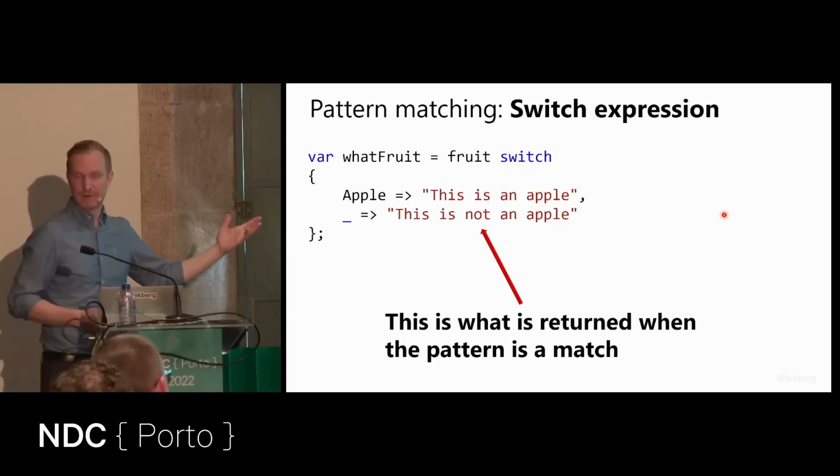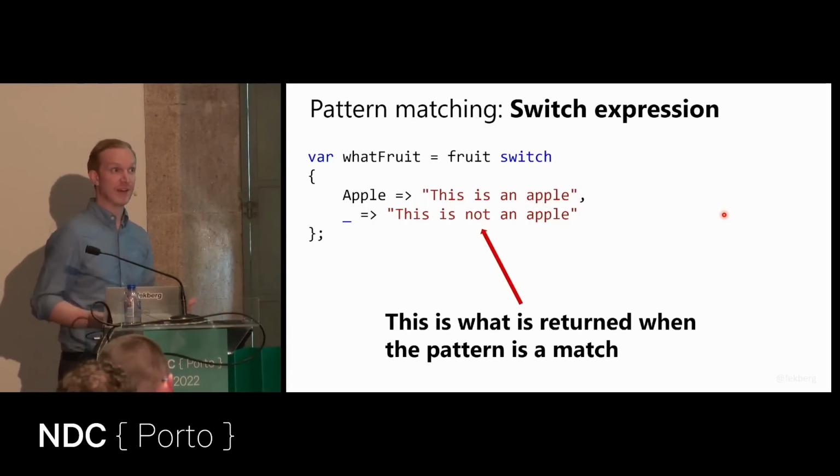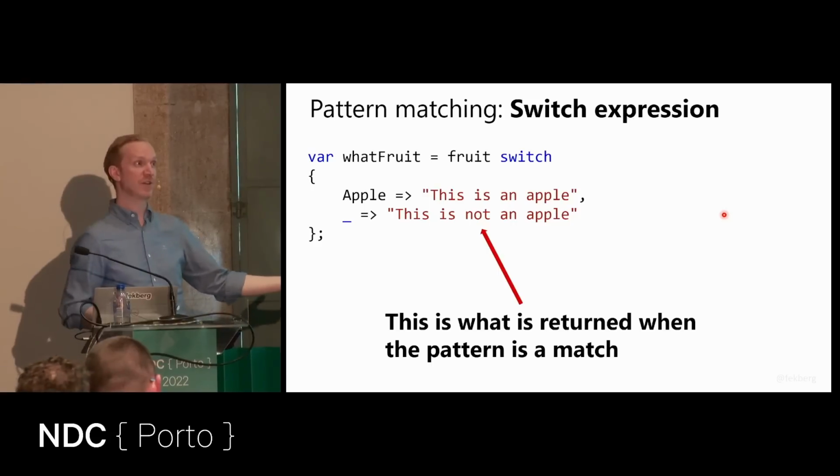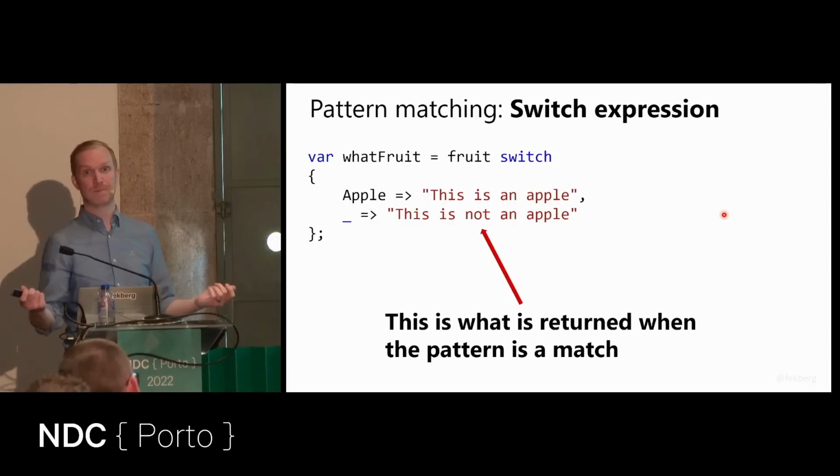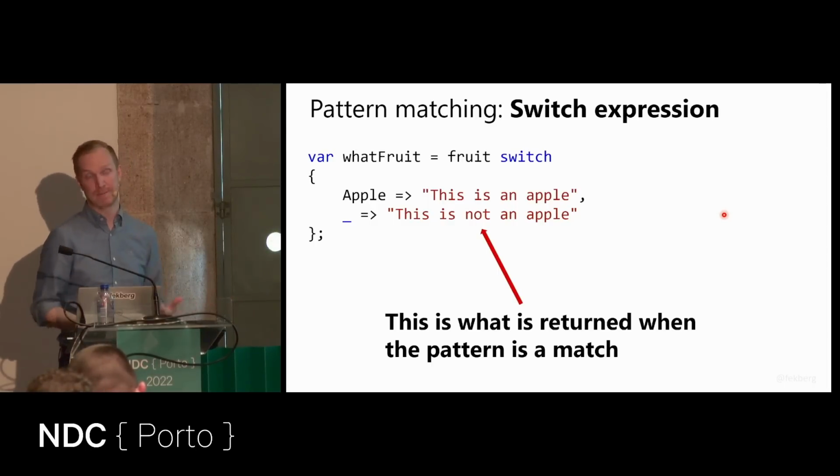And you could use this in very interesting situations. You could, for instance, say, give me the result of this operation. If it's a failed result, do this. If it's a successful result, do this. That's a very basic way of looking at pattern matching.